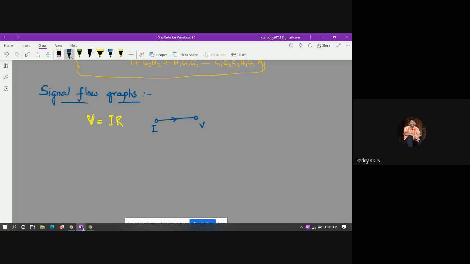The independent variable is represented as the initial variable, that is called the source node, and the last one is called the sink node. The dependent variable V depends on I, so we have dependent and independent variables, and with the transfer function, some value should be represented on the branch. This is called a branch. So V is equal to IR can be represented in this form.